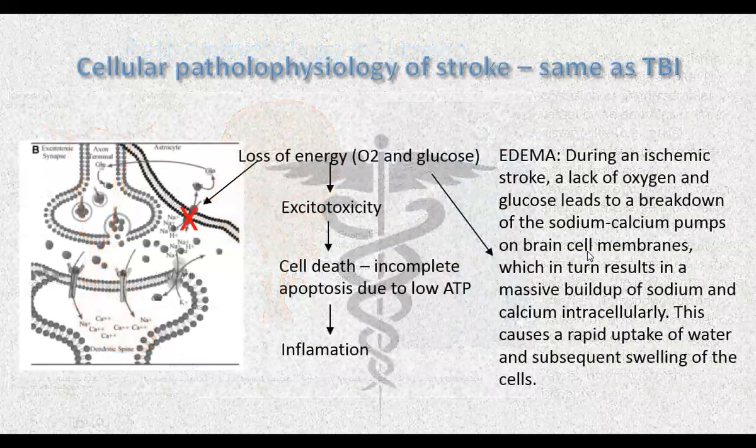Just to finish off this section, this is basically pointing out that the pathophysiology at the cellular level of the neuronal damage is going to be the same as happens in traumatic brain injuries. We're basically losing the membrane potential, leading to neurons swelling and bursting, or neurons dying due to lack of ATP.